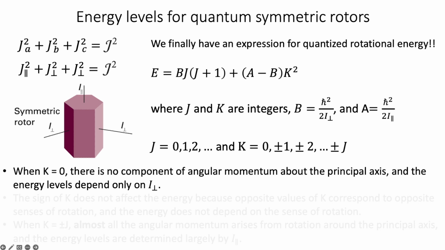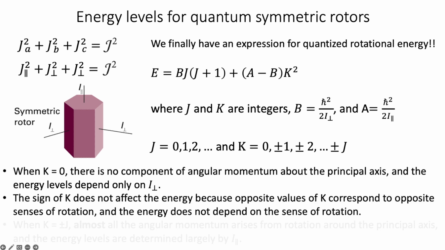So what does this mean? Well, when k equals 0, that means that there's no component of angular momentum about the principal axis. The energy is only dependent on I perpendicular. So that's basically saying if k is 0, all of the rotation is due to the perpendicular rotations.